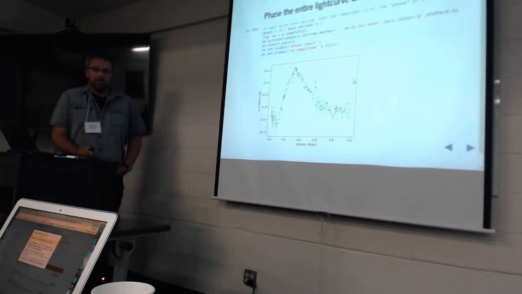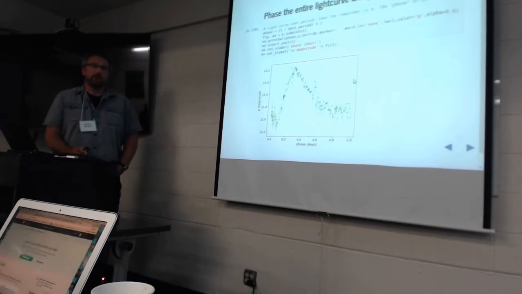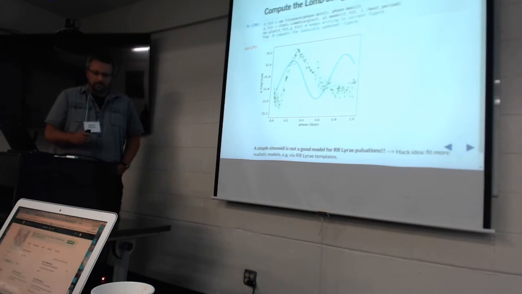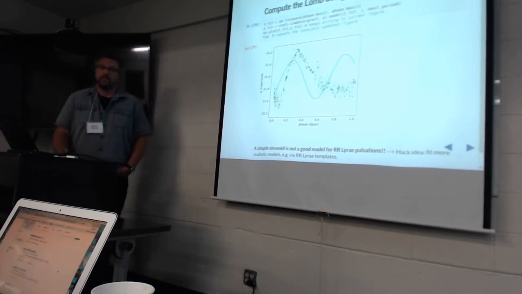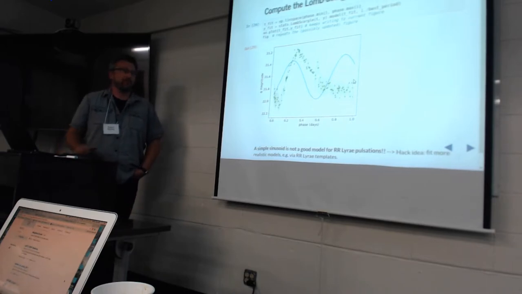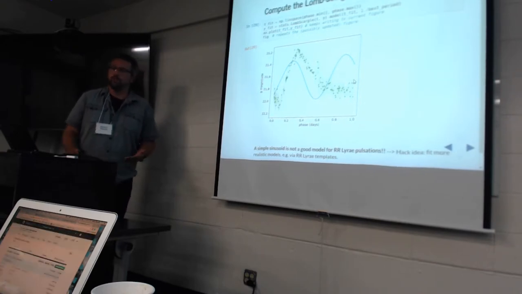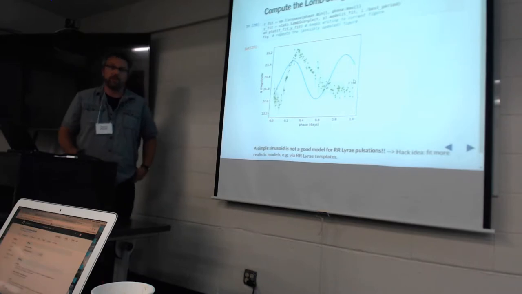The Lomb-Scargle method is a very popular one. It allows you also to compute a simple Lomb-Scargle model. I'm just plotting it in blue, and you see it's not very good. It's just a sinusoid with the right period, but doesn't reproduce the data at all. So one of the hack ideas, of course, if you're interested to do some fitting, is some more physical, more realistic models. For instance, there are RR Lyrae templates that you can use to fit.